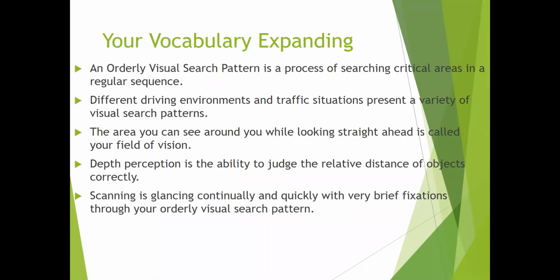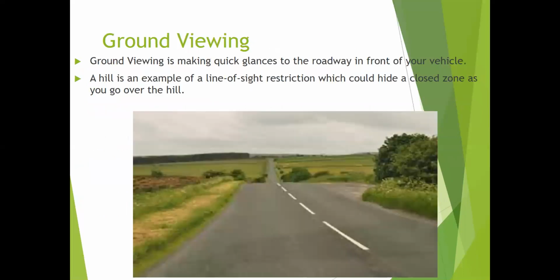An orderly visual search pattern is a process of searching critical areas in a regular sequence. Different driving environments and traffic situations present a variety of search patterns. The area you can see around while looking straight is called your field of vision. Depth perception is your ability to judge the relative distance of objects correctly. Scanning is continuing quickly with very brief fixations through your orderly visual search pattern. Ground viewing is making quick glances to the roadway in front of your vehicle.